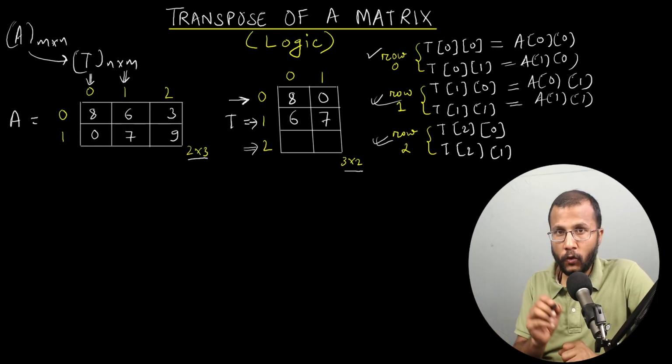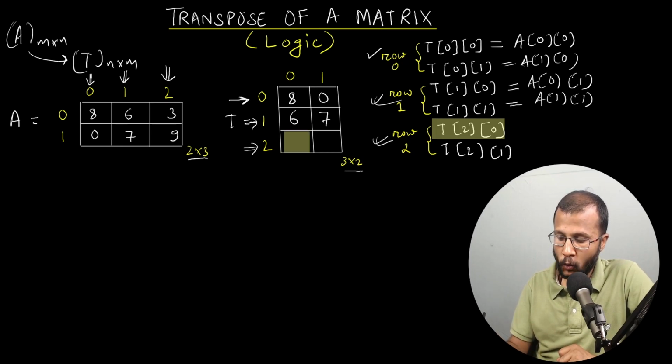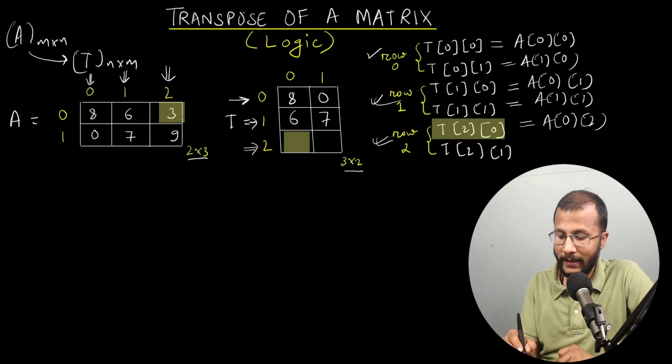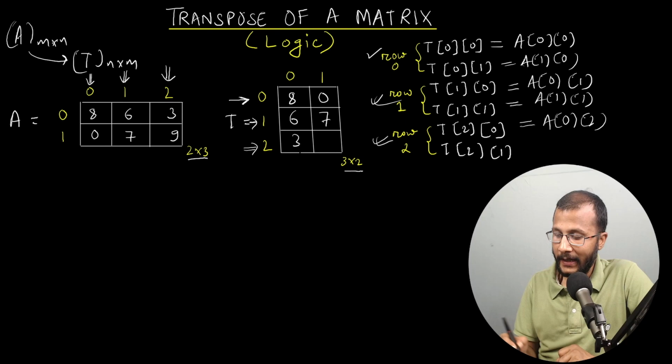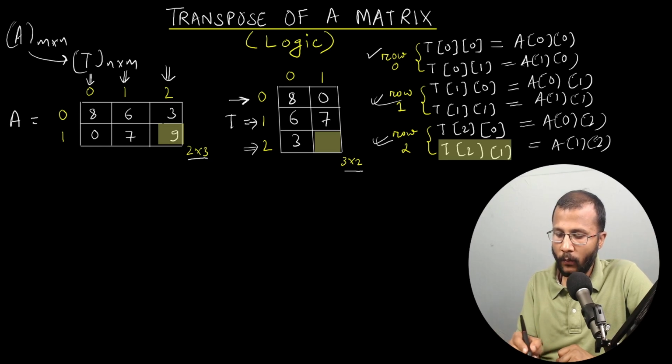In row 2, I'll copy the values from this column. What is T20? What comes here is nothing but A02. A02 would be copied in T20. A02 is 3, so 3 comes here. And then finally, what is T21? What comes here is nothing but A12. What is A12? A12 is the last value, 9. So 9 comes here.